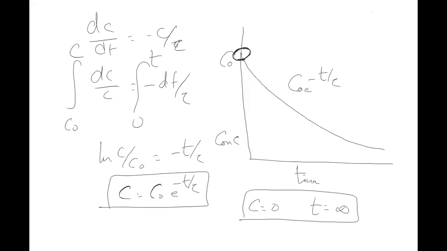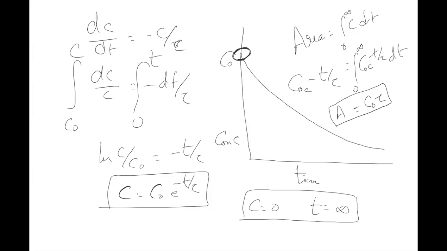Now, what is the area of this curve? The area is the integral from 0 to infinity of C dt. So, integral 0 to infinity C naught into e power minus t by tau into dt. What do you get this as? If you solve that integral, you will get C naught into tau, the area.